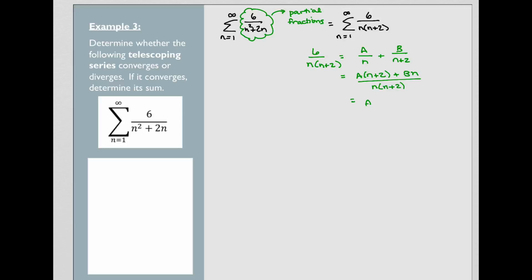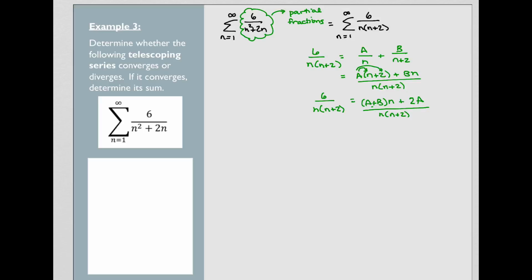And remember, I like to group these terms up. So I have A plus B with an n, and then I have 2A. I skipped a whole bunch of steps there, but I think you're following, right? So I expand and have two terms: the A times the n, the A times the 2. And then I want to put the Bn next to the An, and I group them all up. And so when I do that, I'm comparing that to 6 over n times n plus 2.